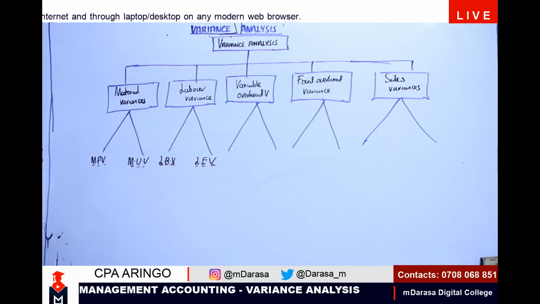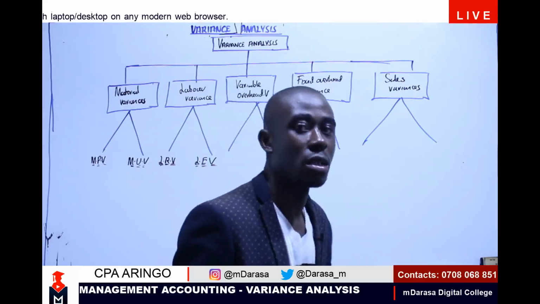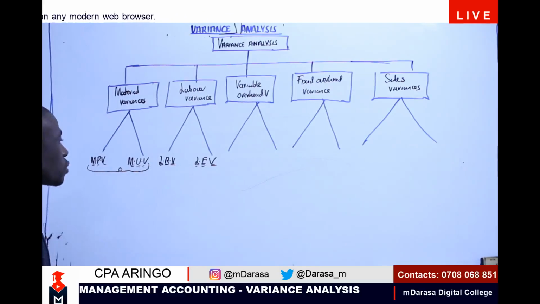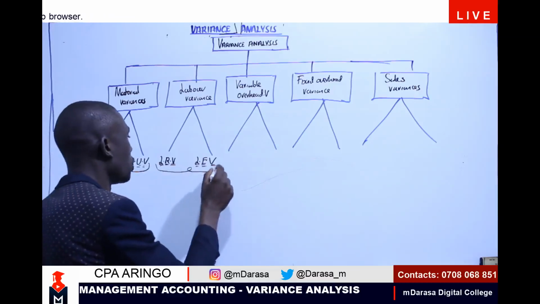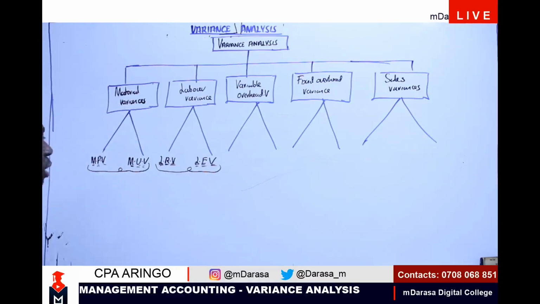And my good students, though we'll be looking at how we can get the formula at once, you'll find that if we combine these two, this will give us what? Total material cost variance. This will give us what? Total labor cost variance. If you add the two.